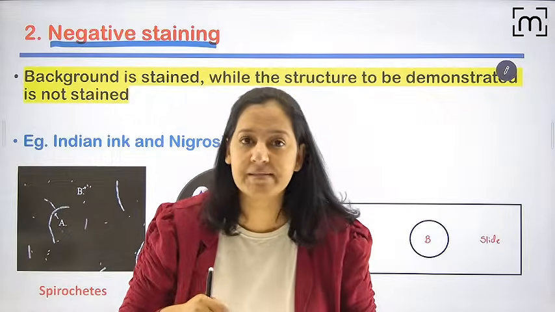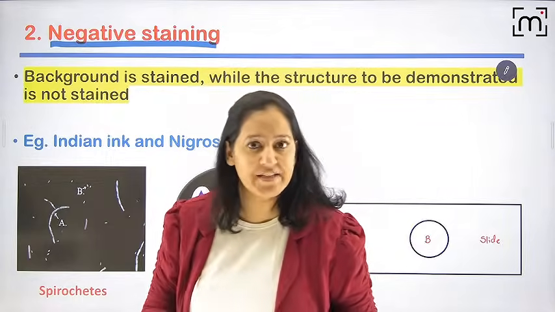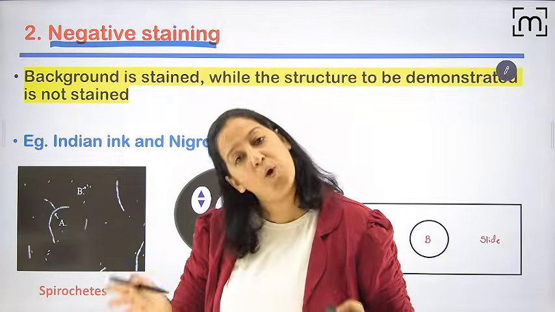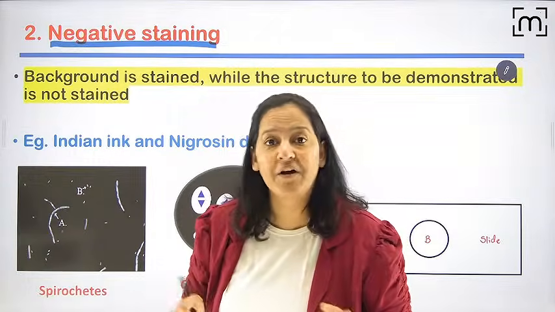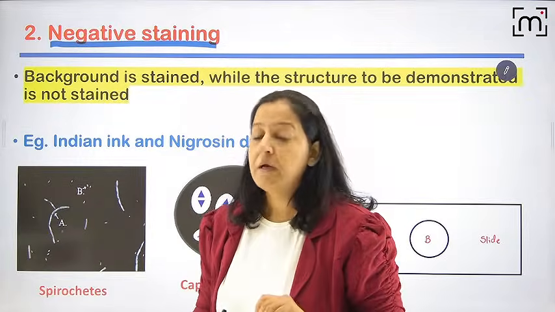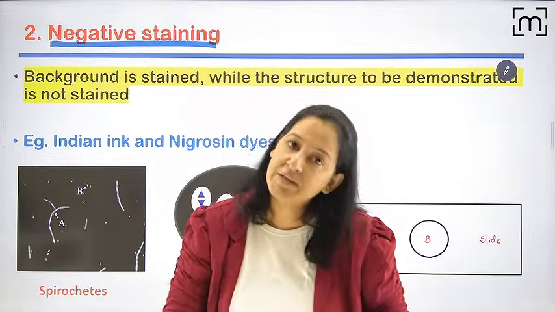Negative means reverse, ulta. What do you mean by negative? Negative means reverse, mane ulta. It's reverse. So here we will not stain the bacteria. We will stain the background. What is the problem? The problem is that bacteria and background both are transparent.